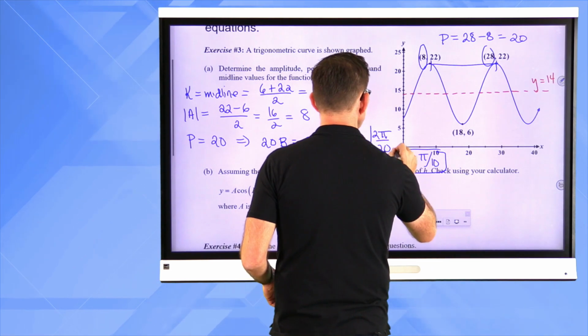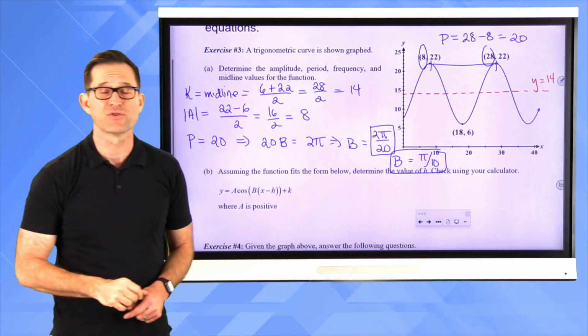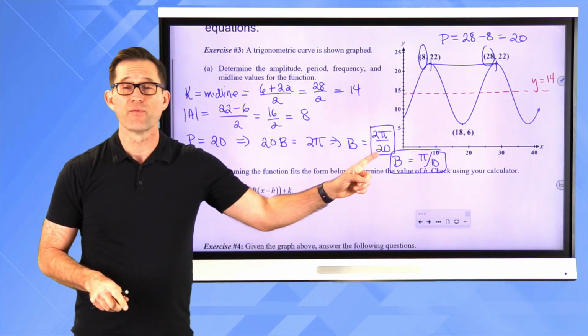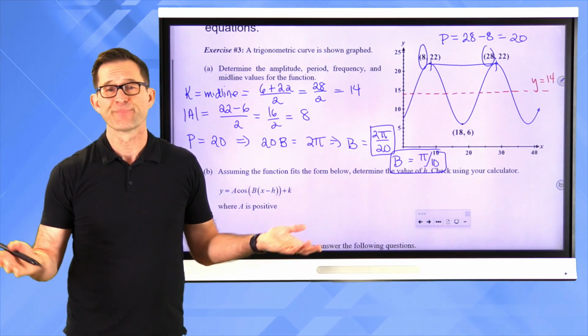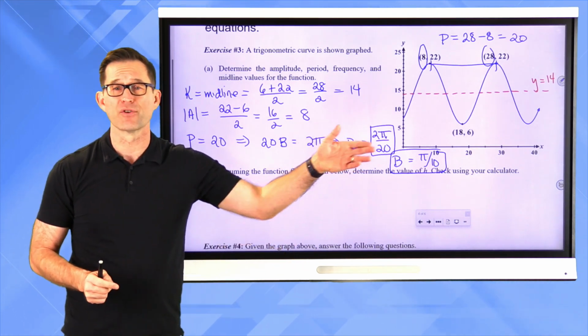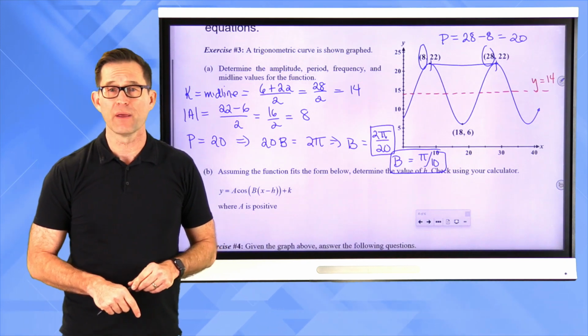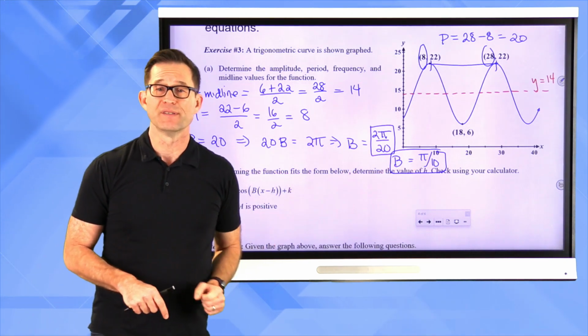But I actually almost like it better as 2 pi divided by 20 because then I can see the period just sitting there. Six of one, half a dozen of the other: 2 pi over 20 or pi over 10. Both work equally well, even if you can't really see that 10 very well.